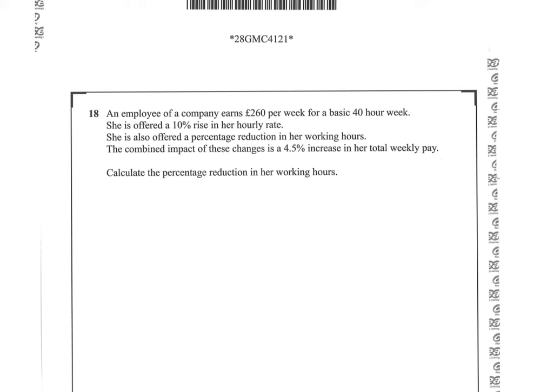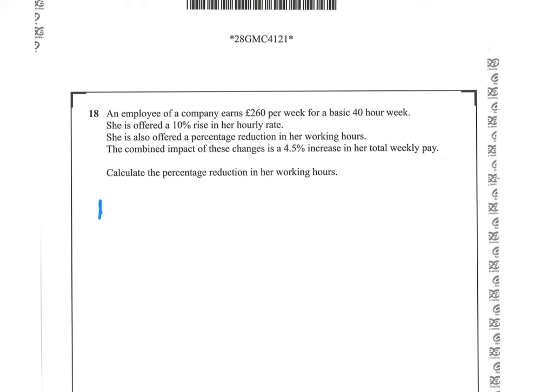It said an employee of a company earns £260 per week for a basic 40-hour week. She is offered a 10% rise in her hourly rate. She is also offered a percentage reduction in her working hours. So she gets a 10% pay rise, but she also works a certain reduction less in working hours. But the combined impact of these changes is a 4.5% increase. So she's working less, but because of the pay rise, she's still getting 4.5% extra. Okay.